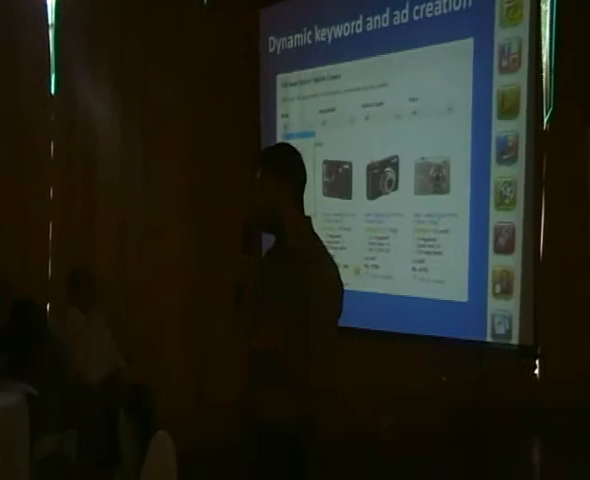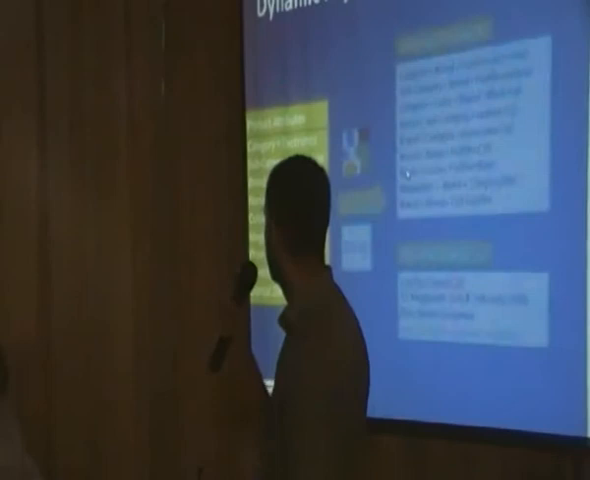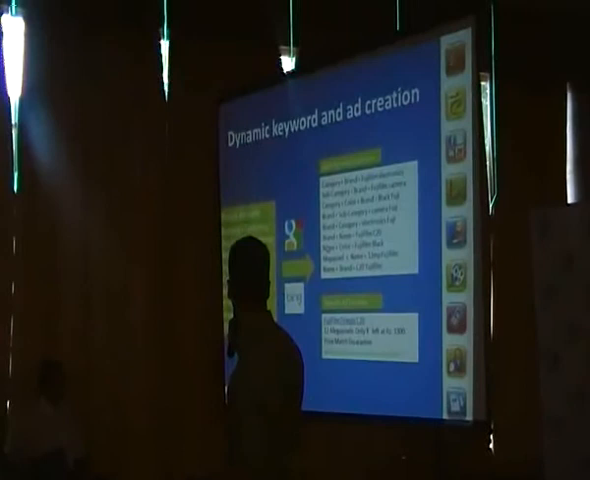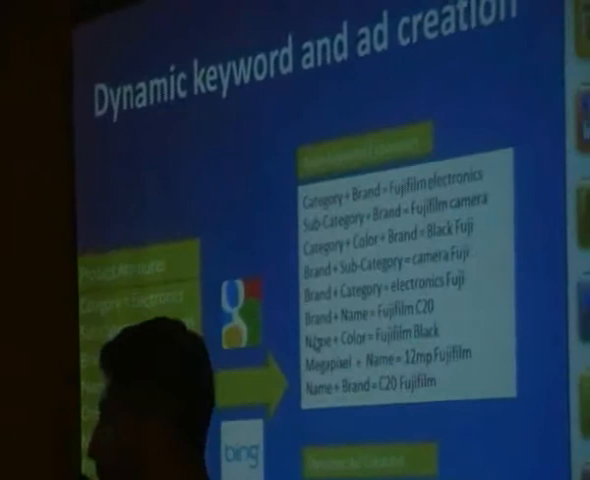What these tools can do is a bit more sophisticated. We take the attributes of the particular product, so the category, the subcategory, the price, the inventory, etc. These tools, on Google and Bing for example, will automatically create keywords based on the rules that you give. So one keyword rule might be the category plus the brand. Create me that keyword. Brand plus the name, so Fujifilm C20. It automatically creates those keywords based on the inventory you have on your site.